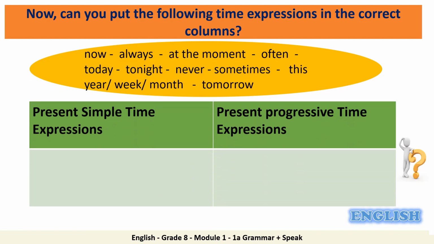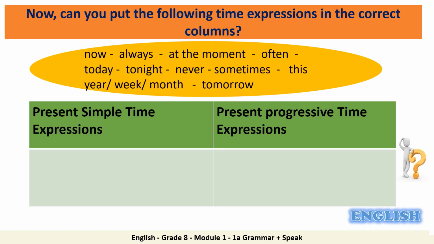Alright, now can you put the following time expressions in the correct columns? As we said, you need to focus on words expressing an action happening as a state, a habit, or a fact. On the other side, present progressive focuses on words expressing an action happening right now, at the moment, or a future plan. Pause the video, do the task, and get back to me.